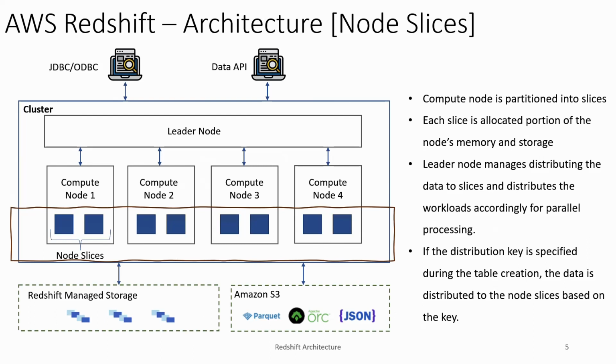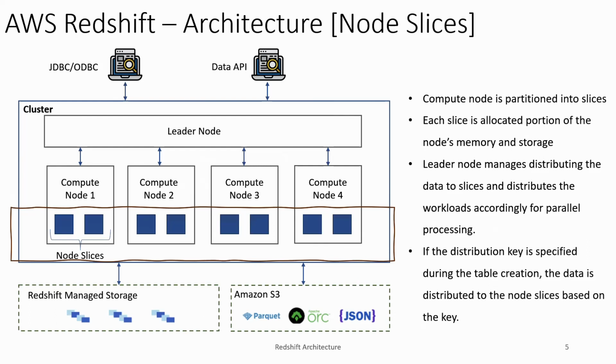So what are node slices? Each compute node is partitioned into node slices. Each slice is allocated a portion of the node's memory and storage. The leader node manages distributing the data into those node slices, and it also distributes the workloads accordingly for parallel processing.